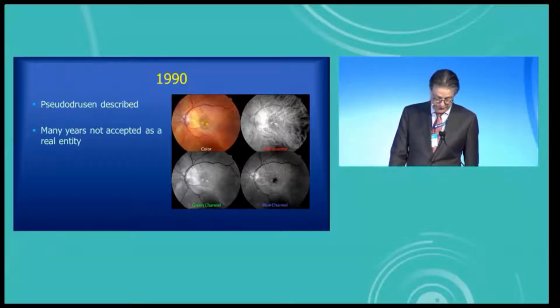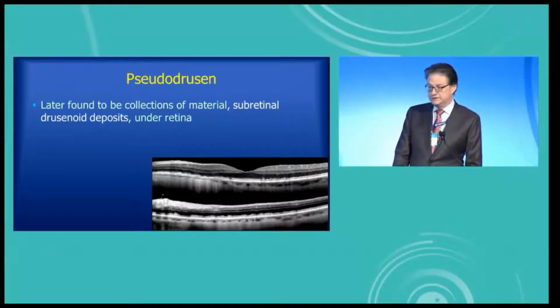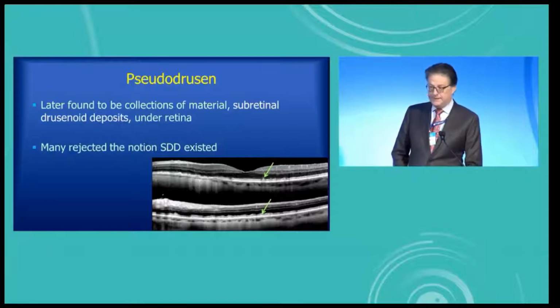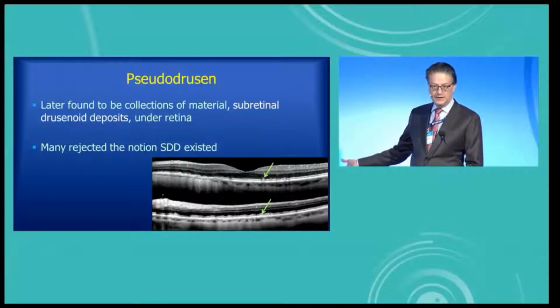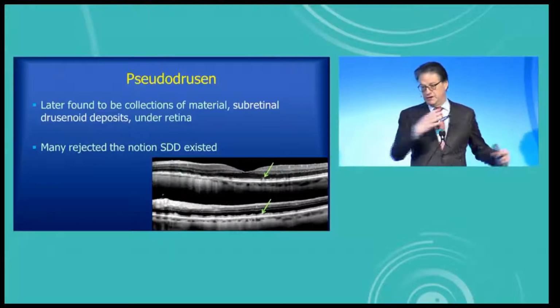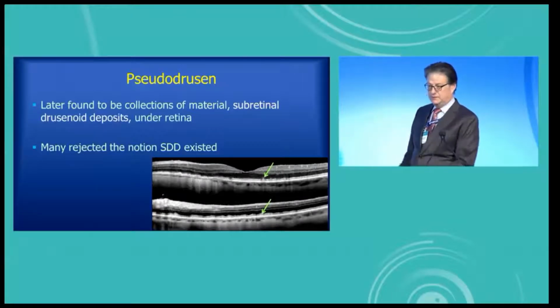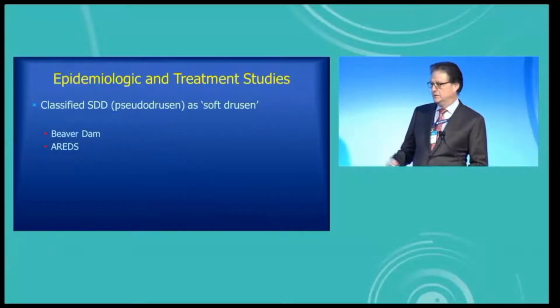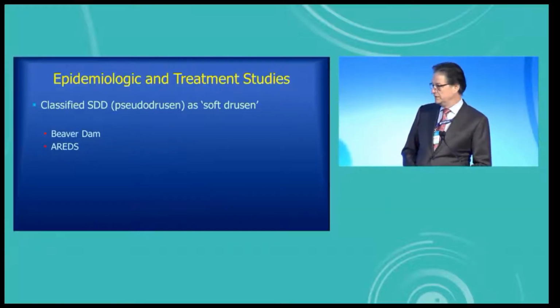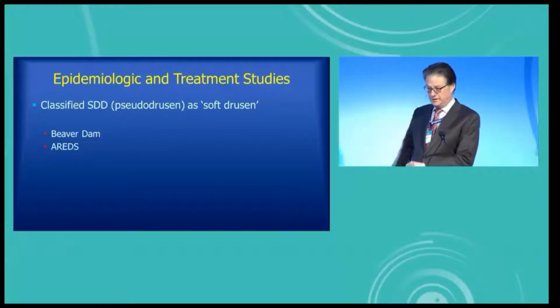And for many years, people didn't really accept it was a real entity. And later, we found that it was these accumulations of material underneath the retina and called them subretinal drusenoid deposits. Then it wasn't considered to be AMD either. It went from being a pseudo-drusen or fake drusen to being not part of AMD because it was above the RPE. But curiously, in between that time, all of the major studies, particularly those involved with the Wisconsin Reading Center, and this includes Beaver Dam and AREDS, thought they were a special kind of soft drusen, and therefore they were classified as part of AMD.